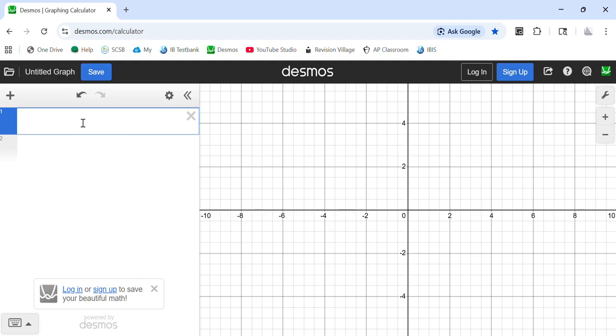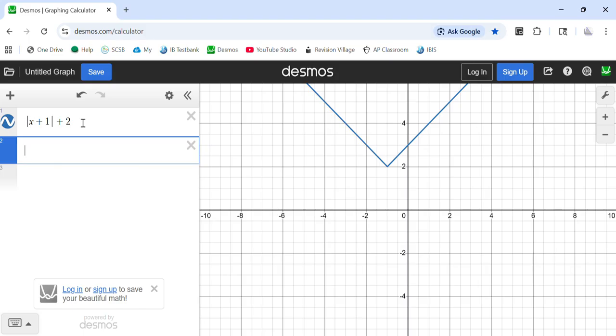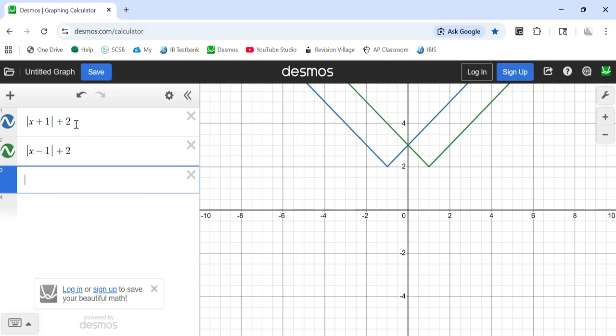The absolute value bar, if you're looking for it, is directly below your backspace key. You have to hit shift though to make it work. So we don't know if it's going to say x plus 1 absolute value bar, and then what did we say k was? 2? Or is it going to be absolute value x minus 1 absolute value bar plus 2? The original one is just absolute value of x.